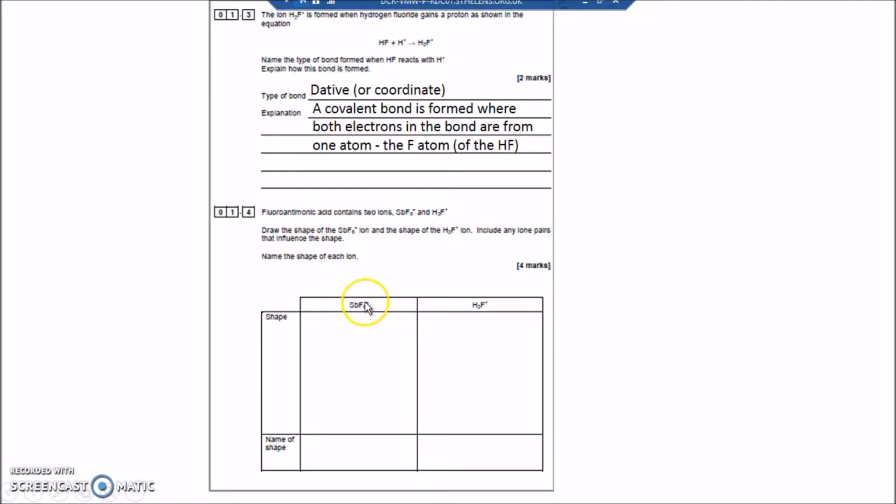So let's do SbF6 minus. If you find Sb, it's in group 5 of the periodic table. It's gained an electron. So if it's in group 5 of the periodic table, it's got 5 electrons in its outer shell, gained 1. It's got 6 electrons in its outer shell. It's bonding 6 F, so it's got 6 bonding pairs.